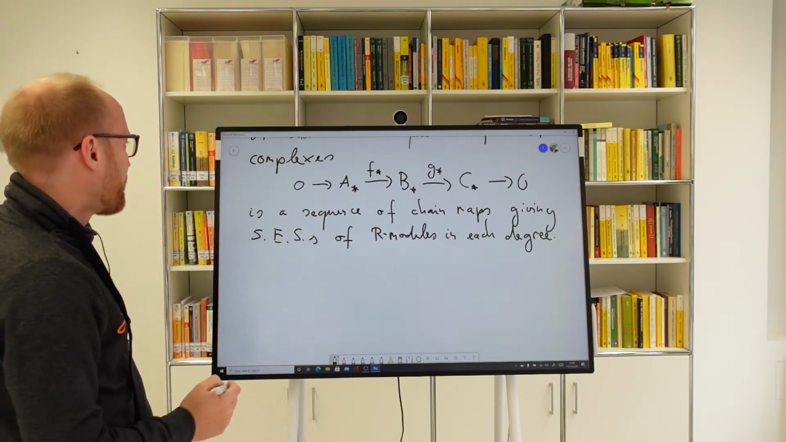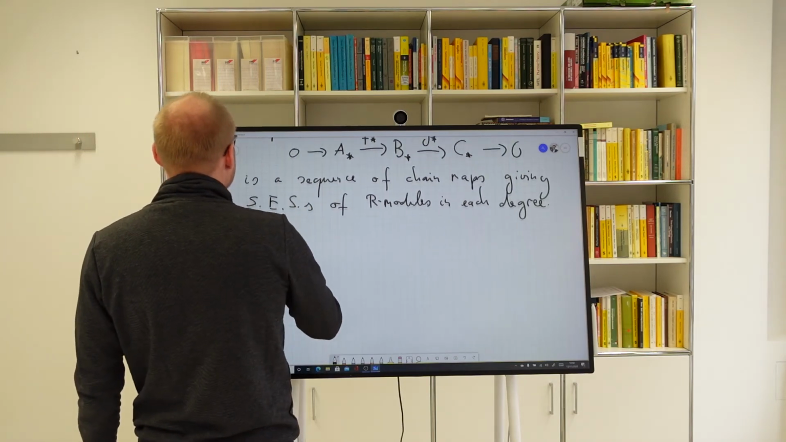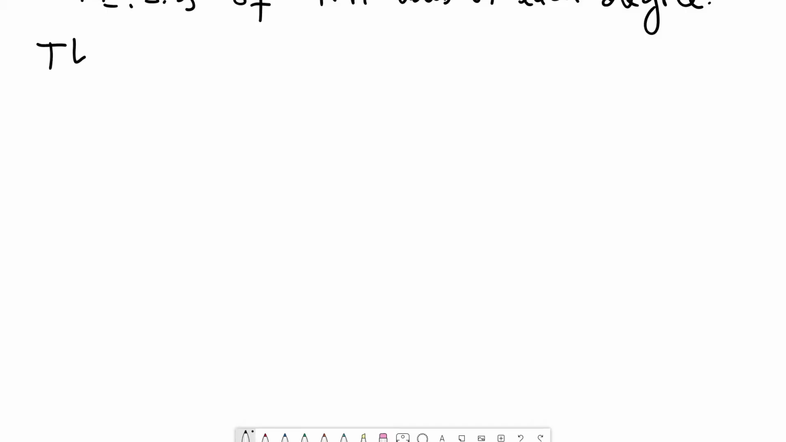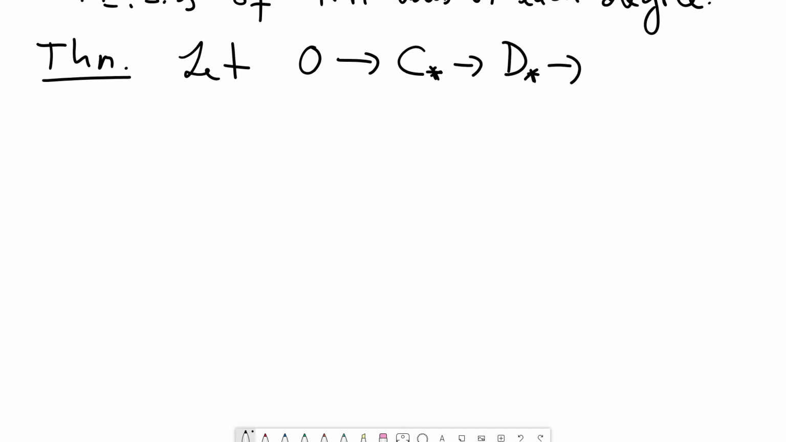Okay, so this is enough of preliminaries. So we now formulate the theorem we want to prove. And the assertion is that whenever you've got a short exact sequence of chain complexes, you obtain an associated natural long exact sequence of homology groups. So let us give ourselves such a short exact sequence of chain complexes. C star, D star, E star. Let this be a short exact sequence.